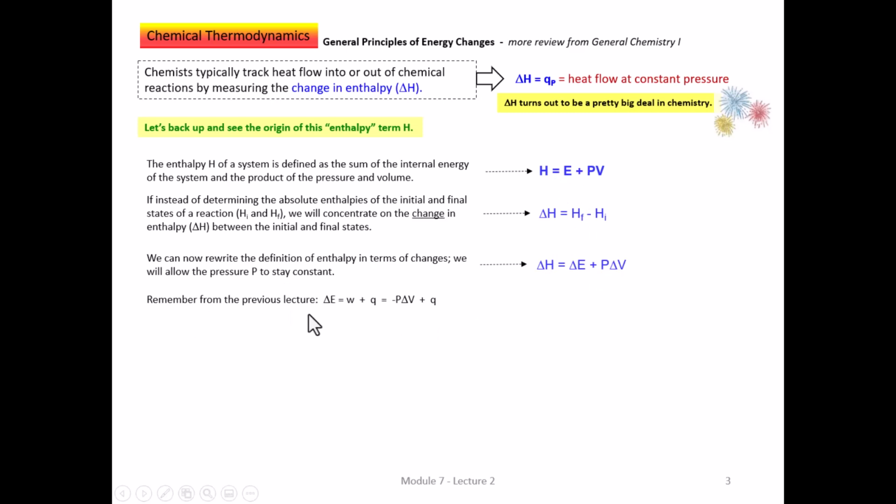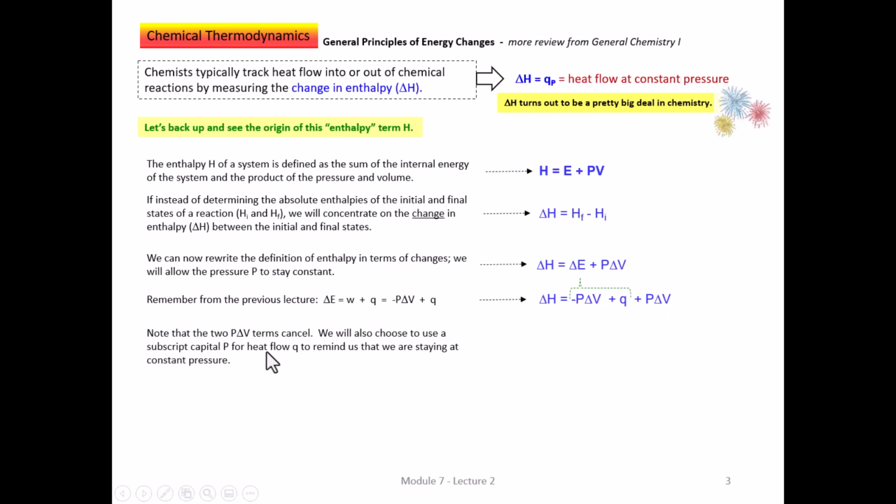Also remember from the previous lecture and even from the previous slide in this lecture that ΔE equals W plus Q, or it's also equal to minus PΔV, because that's how we define W, plus Q. And so if we substitute minus PΔV plus Q for ΔE in this equation, ΔH would look like this. And now conveniently, these two PΔV terms cancel. There's a minus here, there's a plus here.